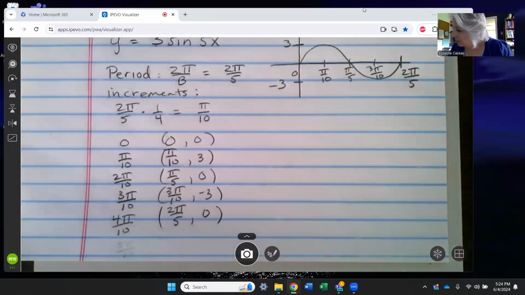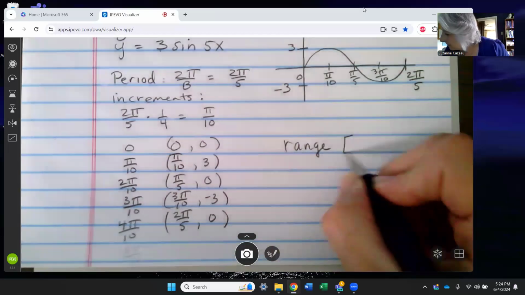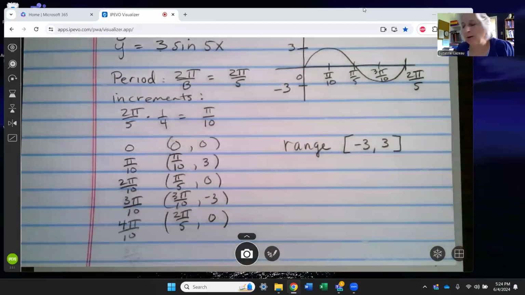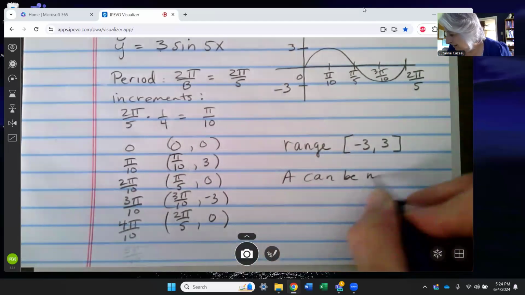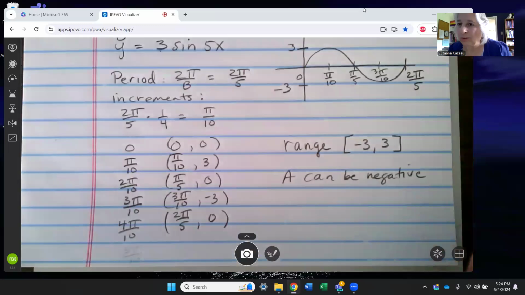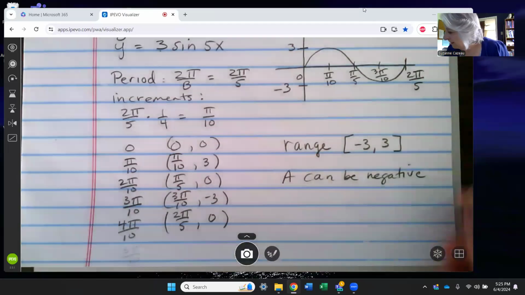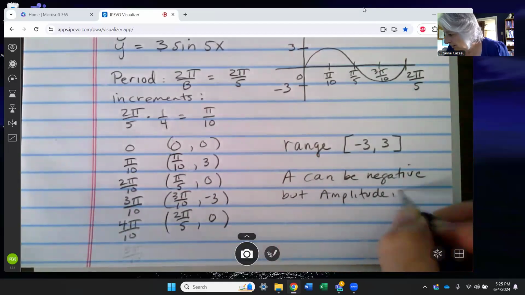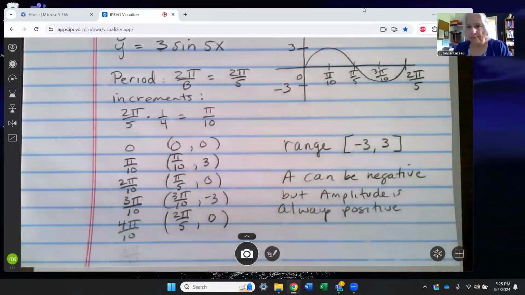Amplitude, the range. Okay, so your range is going to be -3 to 3 with the brackets. And I also want to point out that A can be negative. That only tells you which way it goes. If it's negative, it's going to reflect on the x-axis. But amplitude is always positive. The negative just says which way it wiggles.